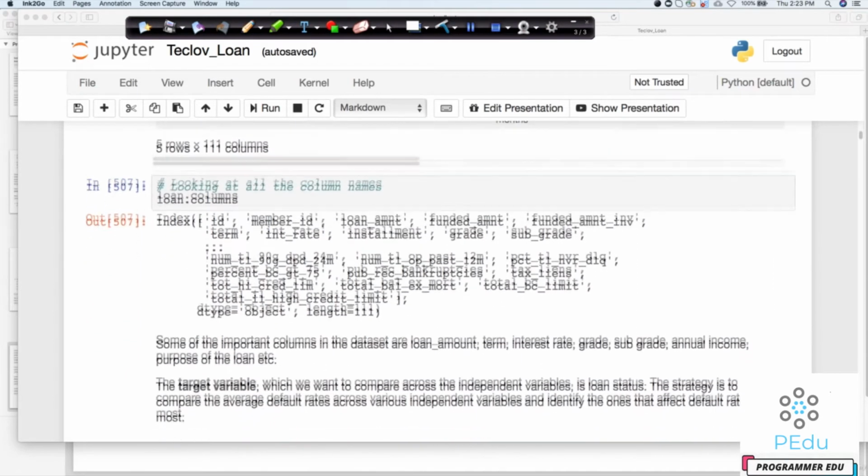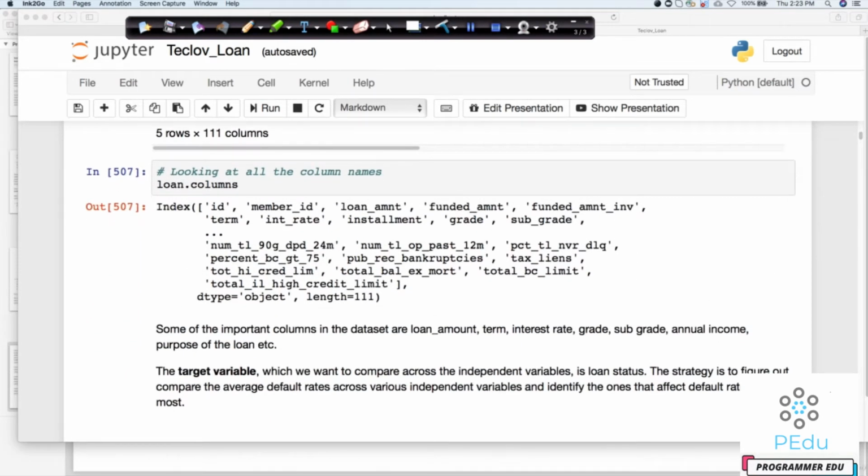Now let's look at these column names. So these are the column names, and if you look at the data set closely, major columns which you can even make out by reading the column names would be loan amount, which is going to be very important, term, interest rate, grade, subgrade, annual income, purpose for the loan, right? So these may be a few important factors basically in this data.